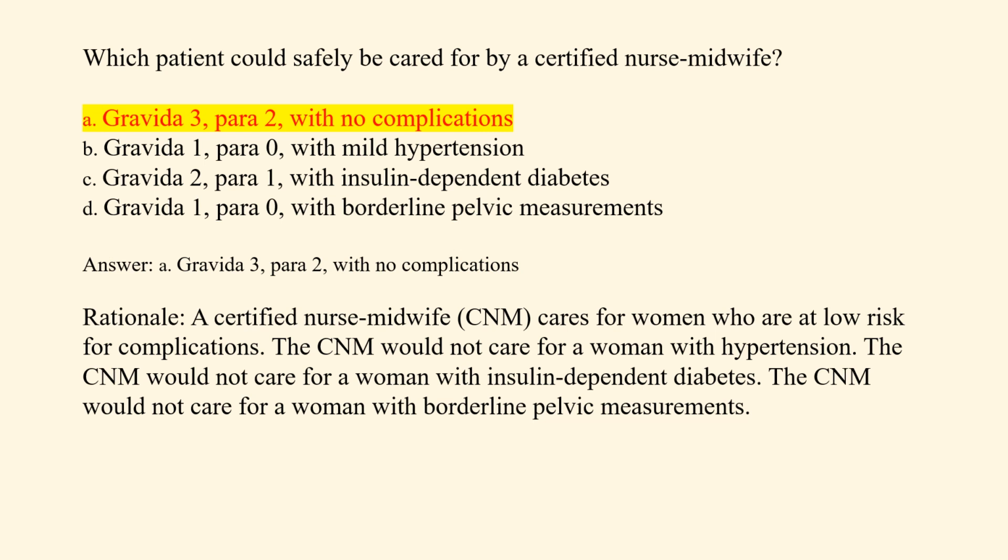Answer: A. Gravida 3, para 2, with no complications. Rationale: A certified nurse midwife, CNM, cares for women who are at low risk for complications. The CNM would not care for a woman with hypertension. The CNM would not care for a woman with insulin-dependent diabetes. The CNM would not care for a woman with borderline pelvic measurements.